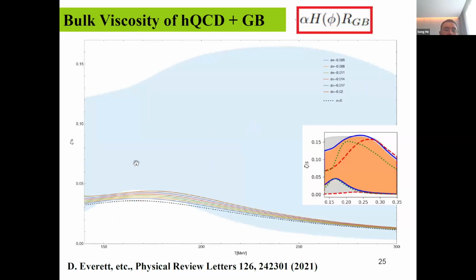And how about the bulk viscosity? For the bulk viscosity, the dashed lines are associated with the case without the Gauss-Bonnet term. This model tells you that you need a non-trivial Gauss-Bonnet term, and you gradually turn on this alpha, up to alpha going to minus 0.005, and then you can find the ratio of the bulk viscosity to the entropy density.